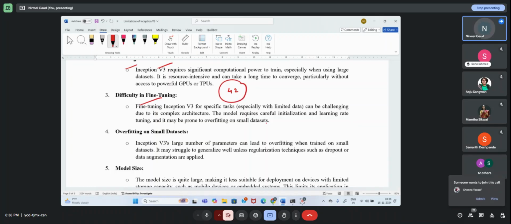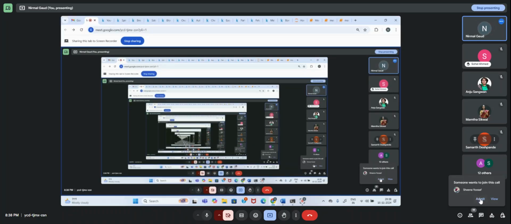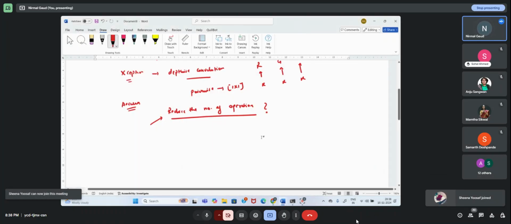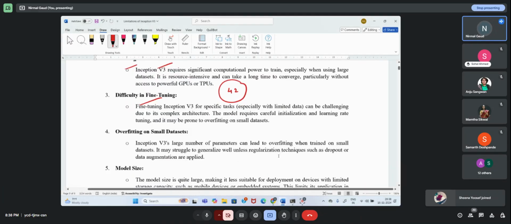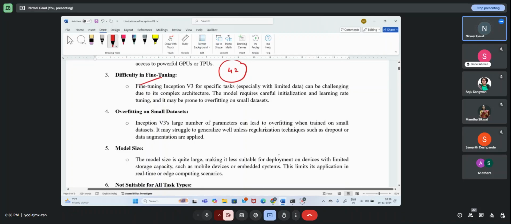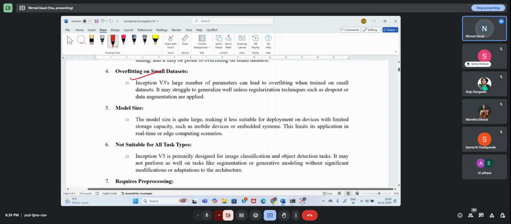Okay, so now we were working on more layers. With VGG 16 and 19 we had that many convolution layers, but in the case of V3 we are working with 42 layers. So that's a good number. And the organization of these layers is such that the size of the image should not diminish. With a smaller data set it's going to overfit.